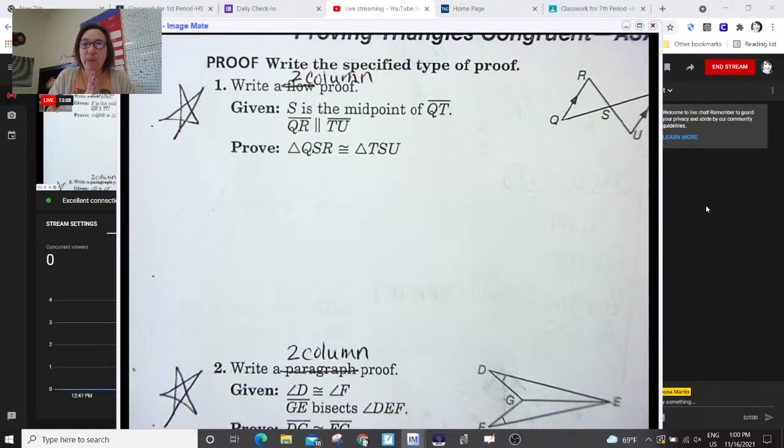So your assignment, you will turn it in online on Google Classroom. You will snap a picture and post it on the assignment. If you haven't done that for 4-4, you need to do that, okay?